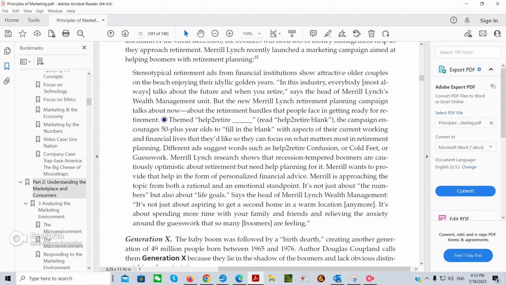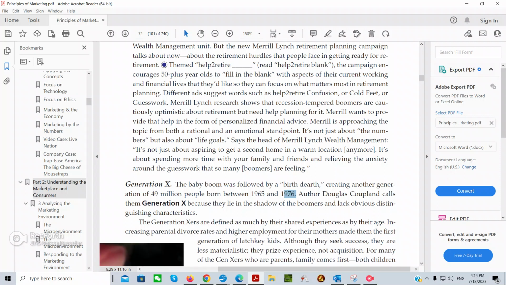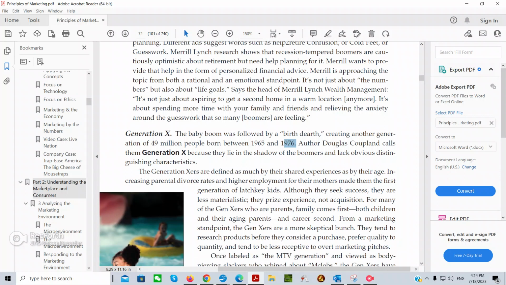Now, Generation X is the baby boom that was followed by the birth dearth, creating another generation of 49 million people born between 1965 and 1976, which should be me, because I was born in 76. Arthur Douglas Coupland calls it Generation X because they live in the shadow of the boomers and lack obvious distinguishing characteristics, which I believe is true.